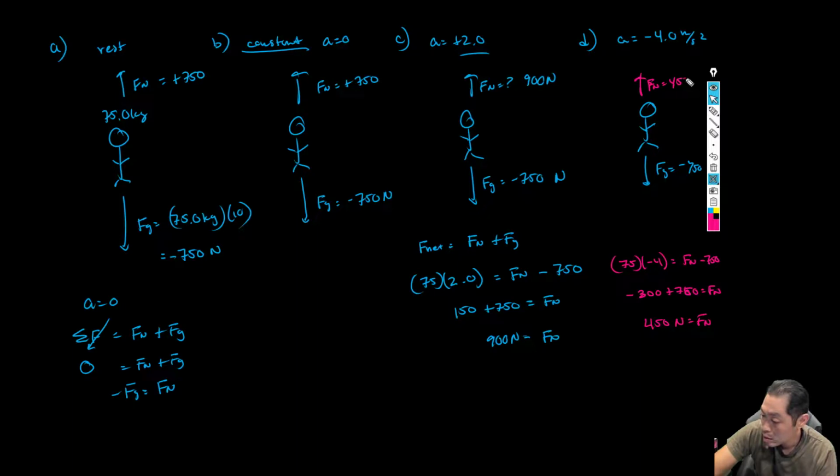And then you could check again which one is a bigger number. We don't care about signs. Signs just tell us direction. So which one's the bigger number? 450 is smaller than 750, so that means it's going to be accelerating down. And it is. It's a negative number. So that's what we're looking at here.